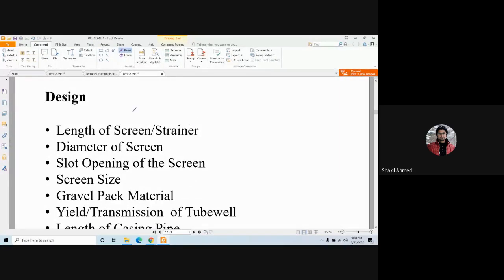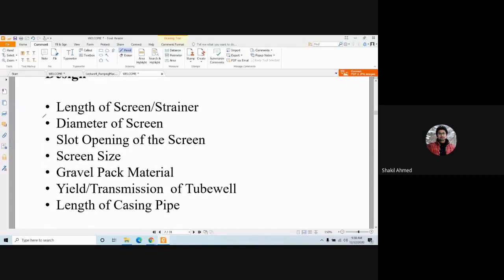So to design a well, first of all, you need to know the length of the screen, diameter of the screen, slot opening of the screen, screen size, gravel pack material, and yield or transmission. Yield means the Q of the tube well. And the length of the casing pipe.